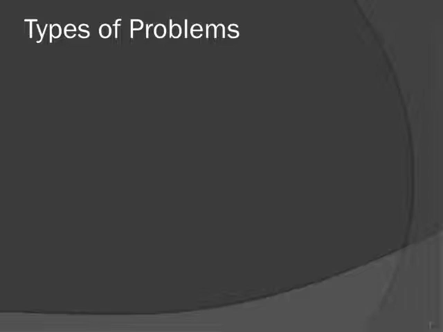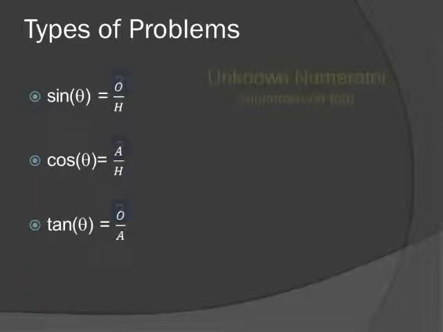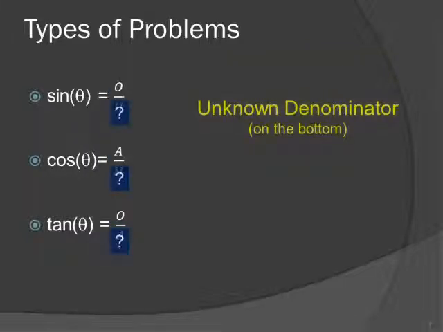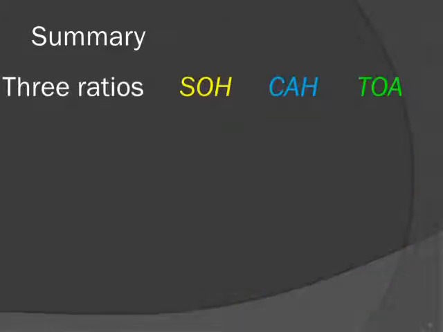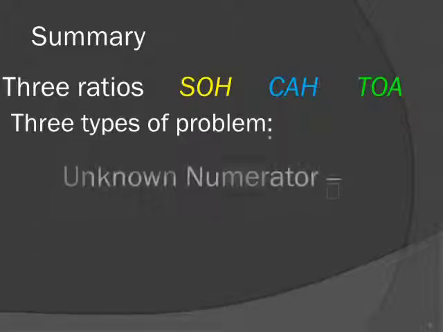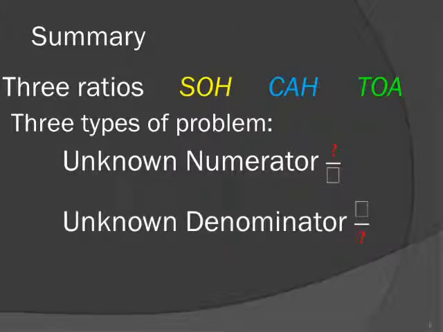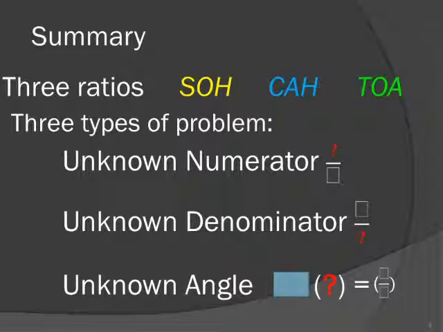Types of problems. In summary, unknown numerator, in other words on top, unknown denominator, underneath, and the last one, unknown angle. Only three types of problems there are. Summary. Three ratios, remembered by Sokatawa. Three types of problems, unknown numerator, unknown denominator, unknown angle. Follow the procedure and you're done.